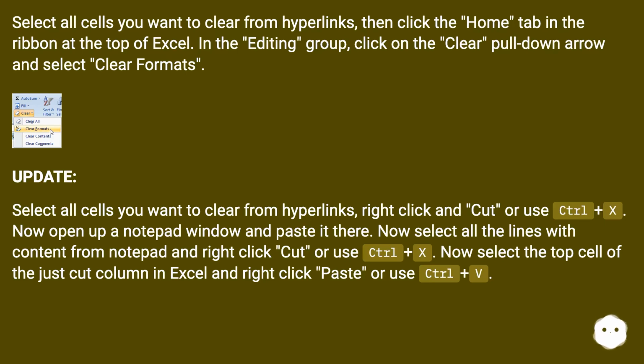Update. Select all cells you want to clear from hyperlinks, right-click and cut or use Ctrl+X. Now open up a Notepad window and paste it there. Now select all the lines with content from Notepad and right-click Cut or use Ctrl+X. Now select the top cell of the just cut column in Excel and right-click Paste or use Ctrl+V.